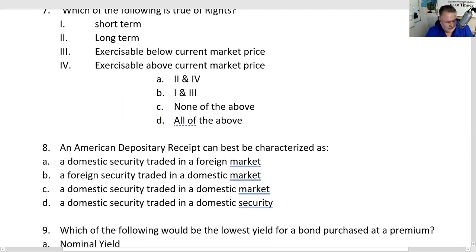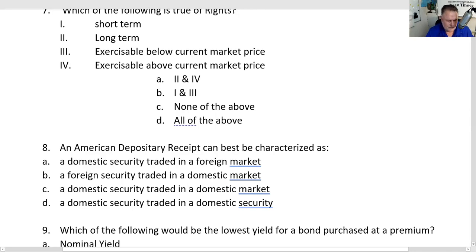Telefonos de Mexico is the monopoly phone carrier in Mexico. It is very easy for me to wire the Mexican bourse and buy the Mexican security in the Mexican market. That doesn't take me long to do at all. Or I could buy Telefonos de Mexico's American Depositary Receipt. That's just easier. What I'm buying is that in the foreign branch of a domestic bank, the Bank of New York, Mexico City branch, there's 1,000 shares of Telefonos de Mexico, of which I am the beneficial owner. So it can best be characterized as a foreign security, Telefonos de Mexico, traded in the domestic market.